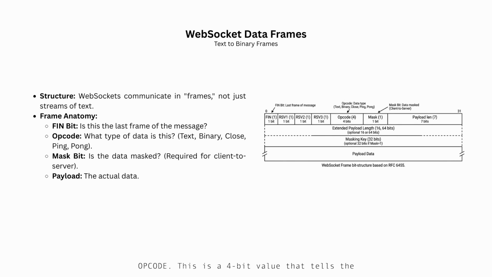Opcode. This is a 4-bit value that tells the receiver what kind of data this is. Is it text, binary, a control signal? We'll cover all these specific opcodes next. Mask bit. This indicates if the payload is masked. All client to server frames must be masked. We'll explain why shortly. Payload length.